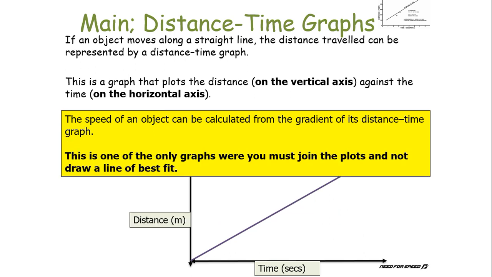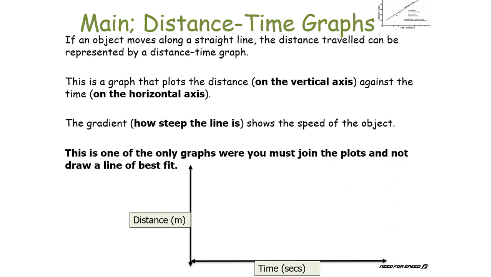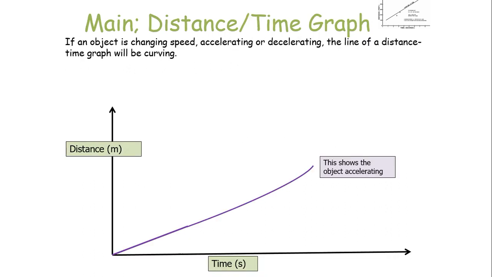Now, this is one of the only graphs where you've got to join the plots and not draw a line of best fit because the graph is plotting the journey of the object. It's not looking for a general trend, which is the purpose of a line of best fit. So just remember those key concepts as we now move forward.